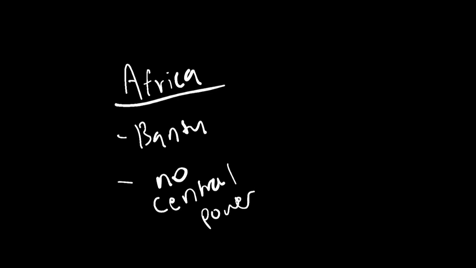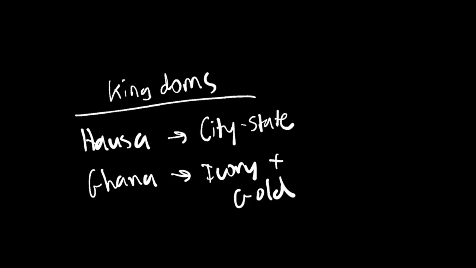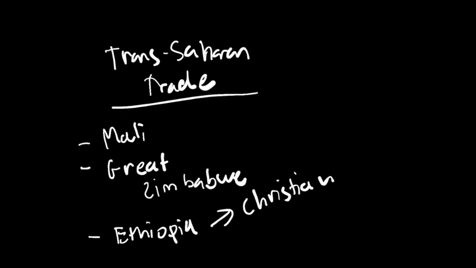However, as tensions started to increase, kingdoms did start to rise and change the scope of Africa for a very long time to come. Some of these kingdoms included the Hausa, a city-state connected kingdom, and Ghana, who peaked in ivory and gold trade. Something that interconnected many of these empires was the trans-Saharan trading routes, which spanned throughout Africa.